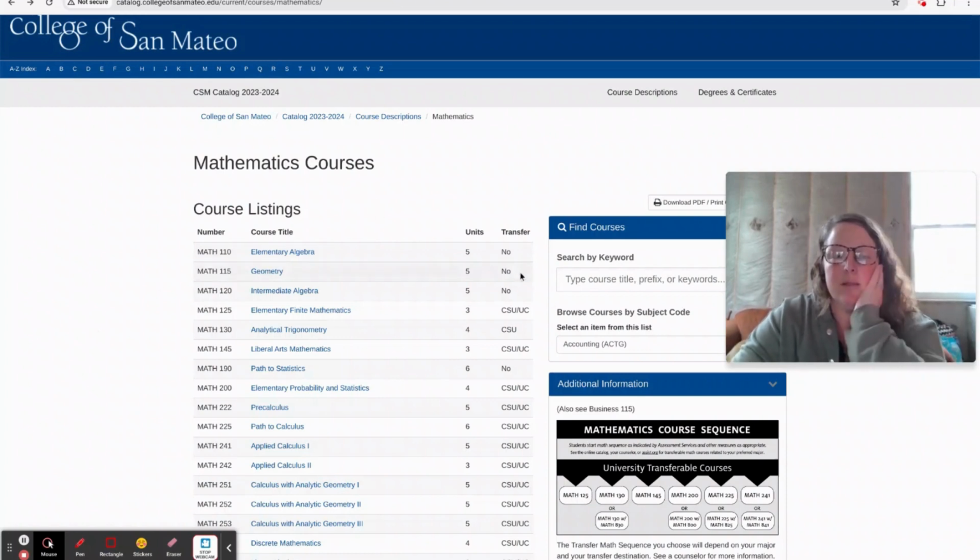So if you looked at this math, for instance, it says that this does not transfer. This does not transfer. This does not transfer. The first one to transfer is this one. And then this and this and this.